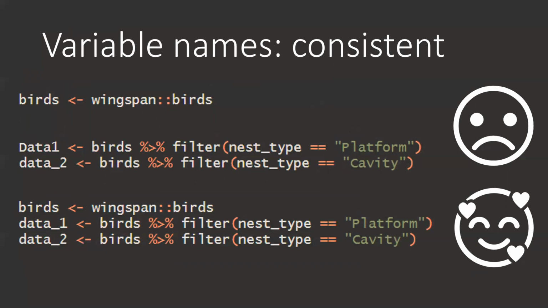So if we are just focusing on that consistency and making concise names, one thing that we could do is just use data_1 and data_2. And that's perfectly fine. And now it's consistent. And the computer will read these two sets of code exactly the same way. But it still doesn't tell us anything about what's in those data frames.